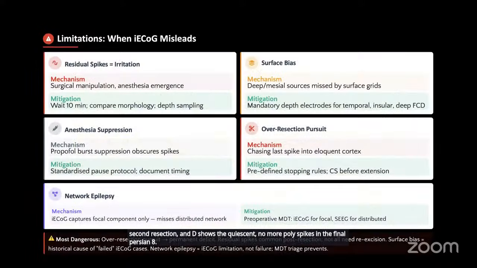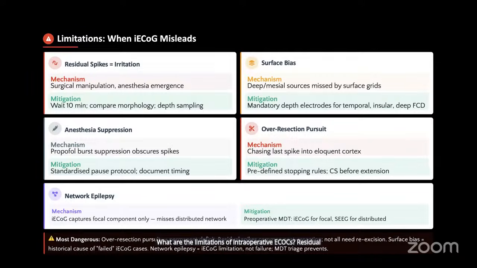What are the limitations of intraoperative ECOGs? Residual spikes may be due to irritation and/or due to surgical manipulation and anesthesia emergence. So usually you have to wait, give it time, be patient about this whole process. We may always have surface bias because most of these are done with surface electrodes. So deep and mesial sources may be missed by surface grids. That's the reason why it's mandatory to have depth electrodes.